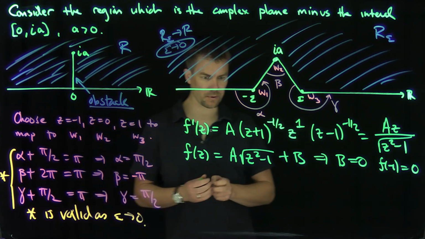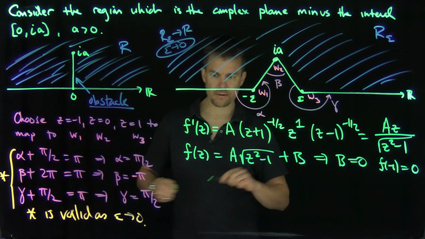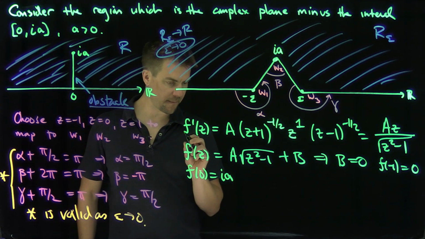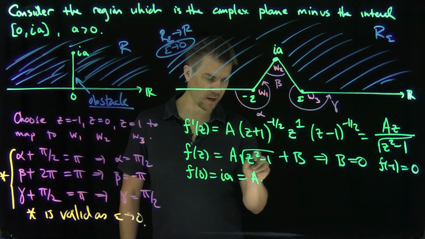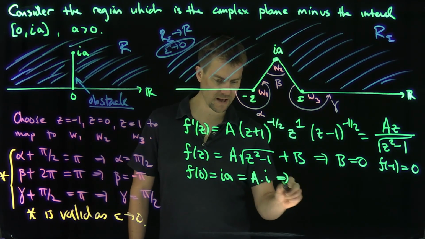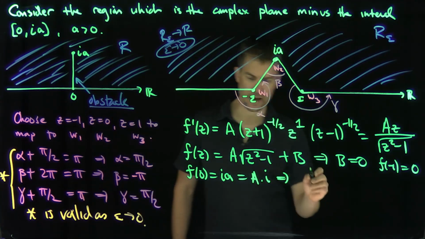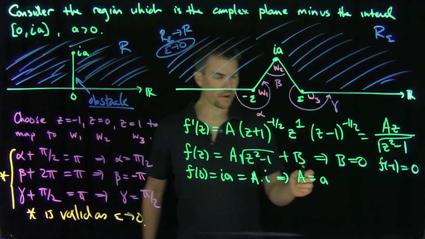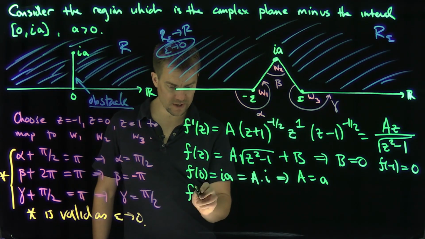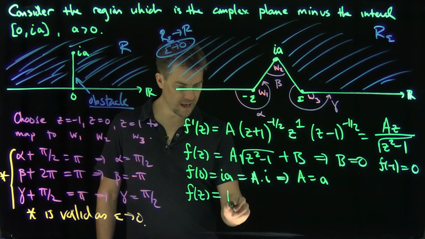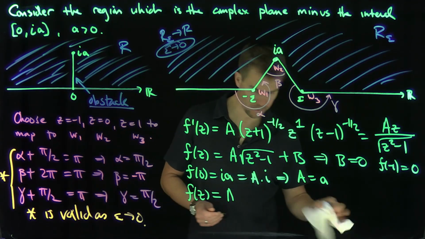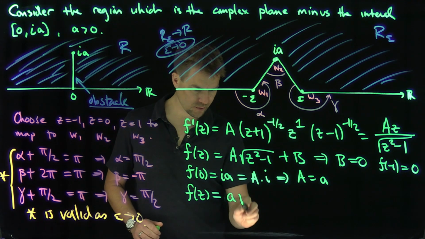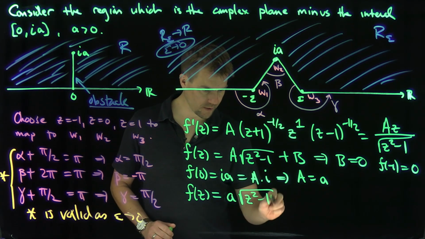So I want to plug in 0, and 0 is going to ai, right? So f of 0 is i times a. And that's also equal to a times what? The square root of negative 1 is i. So that says that little a, that a capital is equal to a. Beautiful. Okay, and so therefore our function f of z, the conformal map to this region, is going to be little a, square root of z squared minus 1.